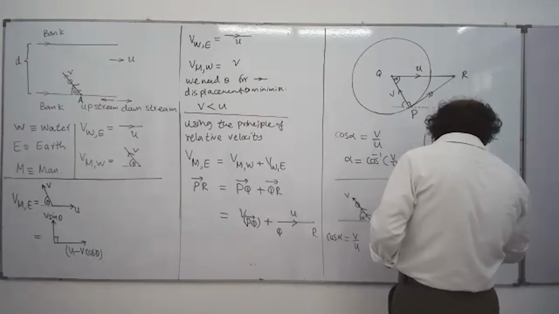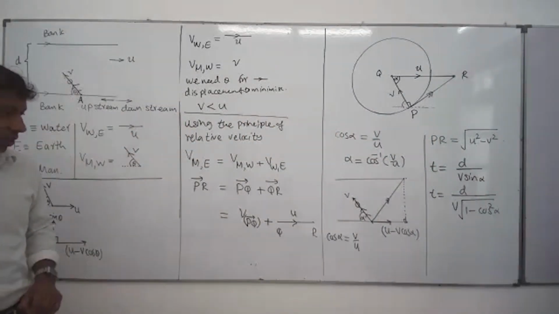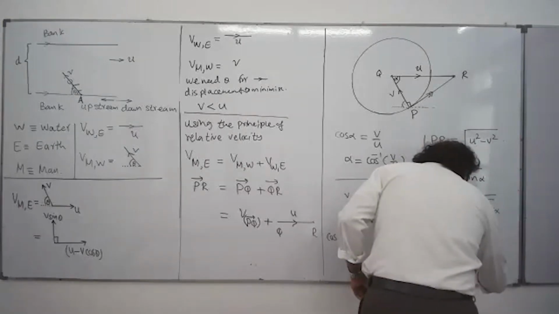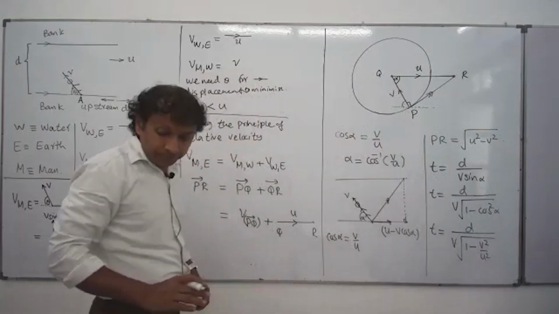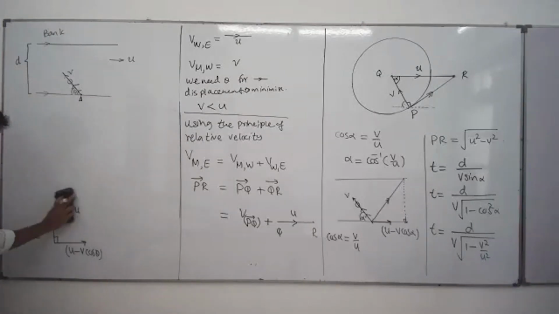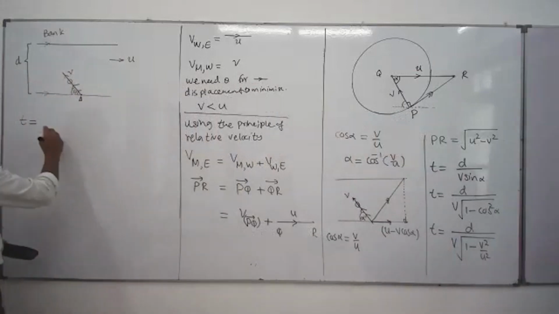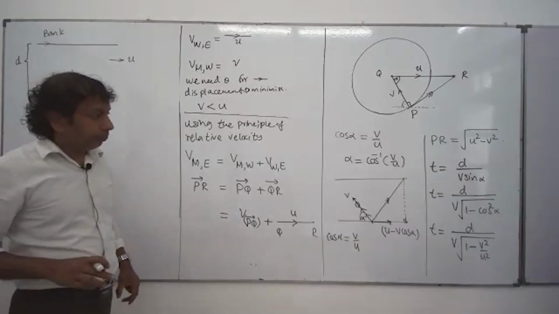How to write sine alpha? Square root of 1 minus cos squared alpha is the sine alpha. Cos alpha is V by U. So T equals d upon V times the square root of 1 minus V squared upon U squared. Simplify this. This is the time. Therefore, you can write the time: this U squared should come here, then take that out. Then U upon V. T equals Ud upon V root U squared minus V squared. This is the time. Right?